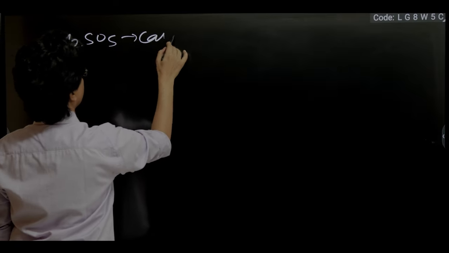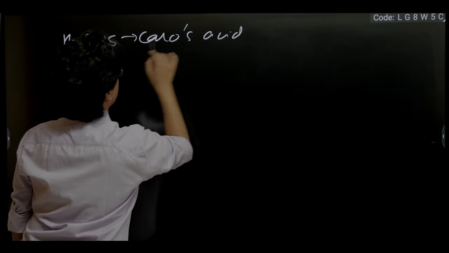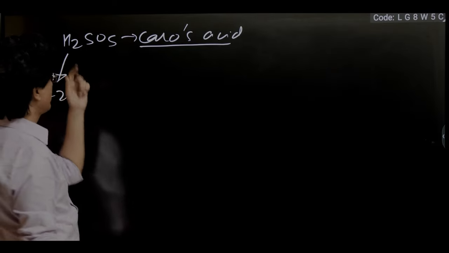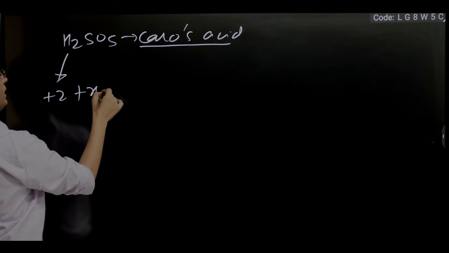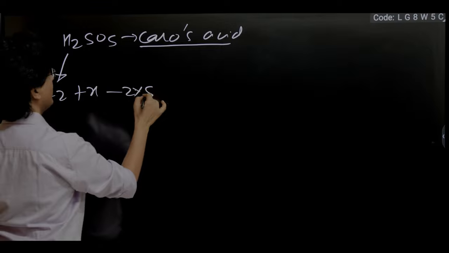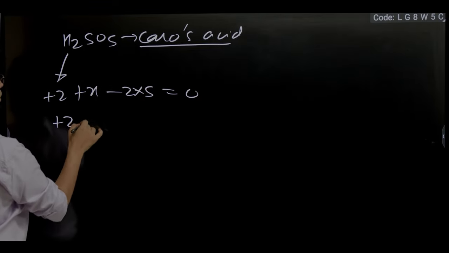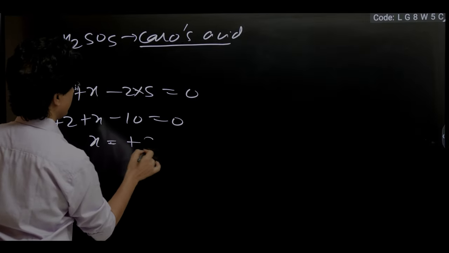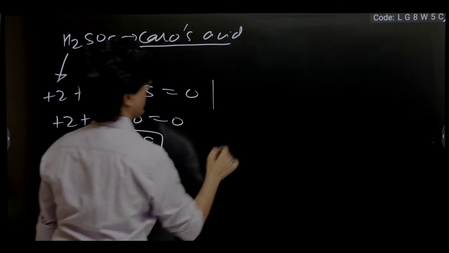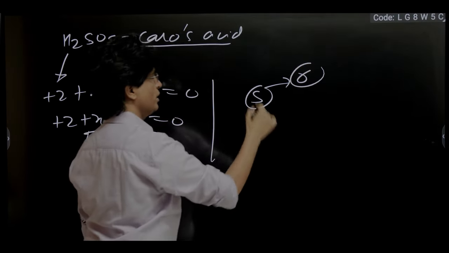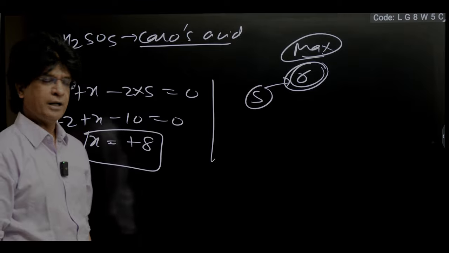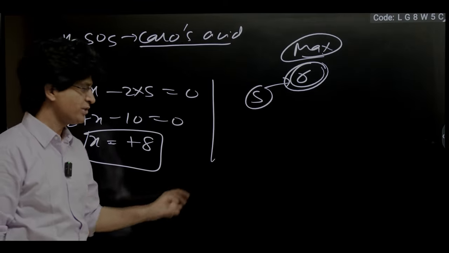Let's say H2SO5. This is called Caro's acid. If you go with the mathematics, plus 1 for each hydrogen, there are 2 of them. Sulfur, I'm assuming X. Each oxygen will be minus 2 and there are 5 of them, and this is neutral, so it should be equal to 0. So plus 2 plus X minus 10 equals 0, X will be equal to plus 8. But since sulfur belongs to group number 6, the maximum oxidation number can be plus 6 only. It is coming plus 8. That means something is wrong. We have missed chemistry out here for the sake of structures.